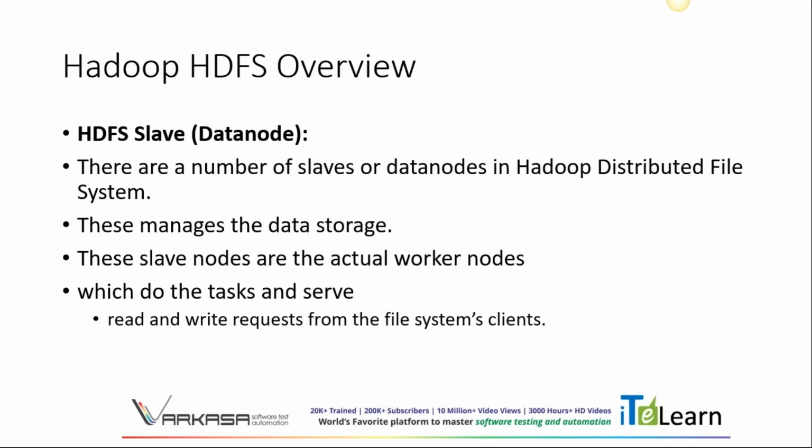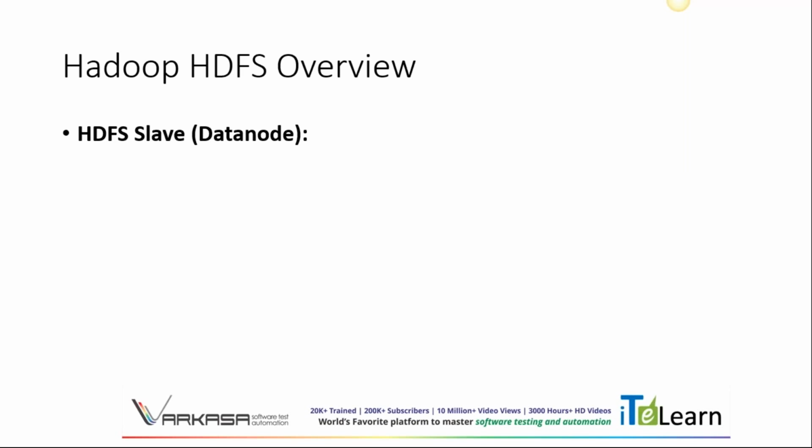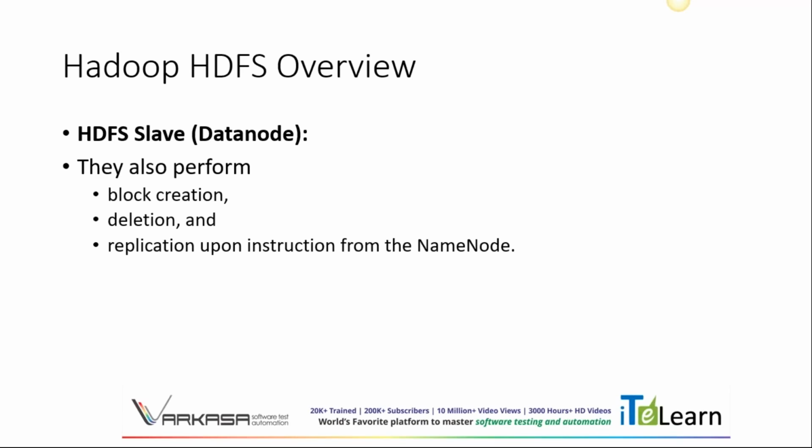So these slaves do the tasks and serve read and write requests from the file system's clients, and then process the data. They also perform block creation, deletion of blocks, and replication upon instruction from the name node. For example, how many times a data file should be replicated. Block creation means that in a specific block, a certain number of bytes of information should be stored. All those things are done by the HDFS slave or data node.